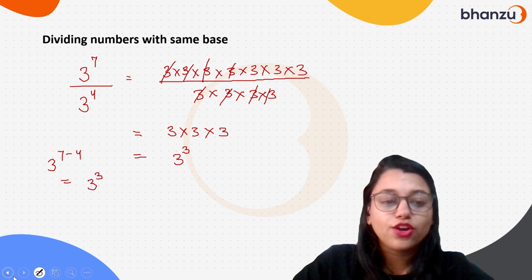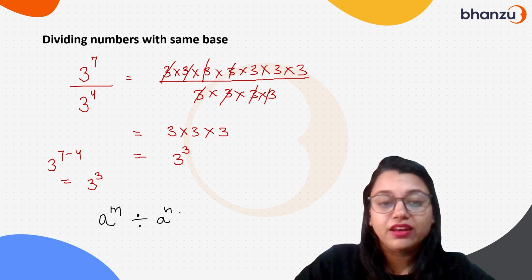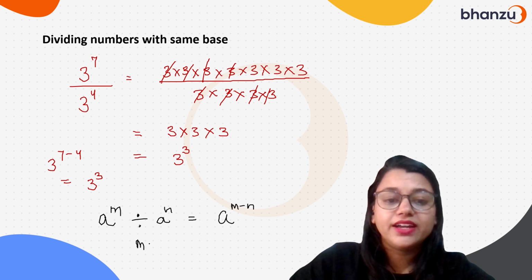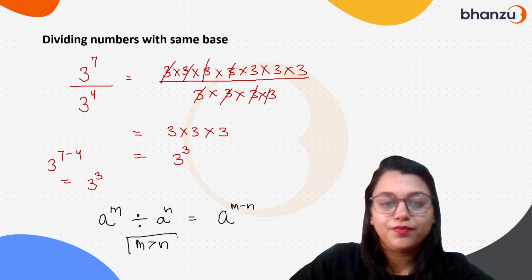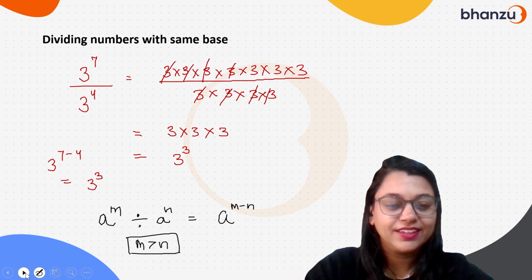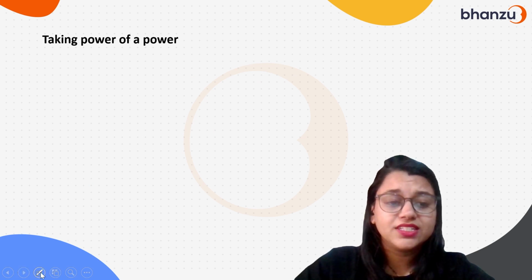Right? So here also we can generalize this and write that a raised to the power m divided by a raised to the power n can be written as a raised to the power m minus n, where a is a non-zero integer and m and n are whole numbers such that m is greater than n. Alright? Wonderful. Now, taking the power of a power. How will we solve this? Let us take an example.